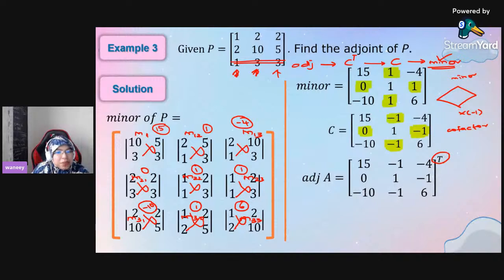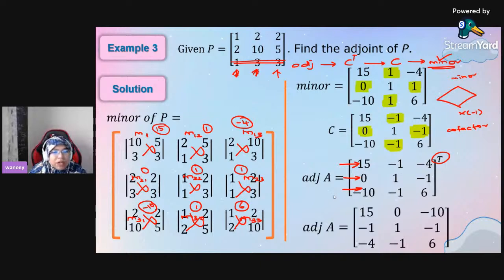Don't forget transpose. Okay, so now we are going to change from row 1 to become column 1, row 2 to become column 2, row 3 to become column 3. So make sure you write them one by one. Take the first row, write them down as the first column. Take the second row, write them down as the second column. Take the third row and write them down as the third column. So do it very, very carefully. And your final answer will be 15, -1, -4, 0, 1, -1, -10, -1, 6.